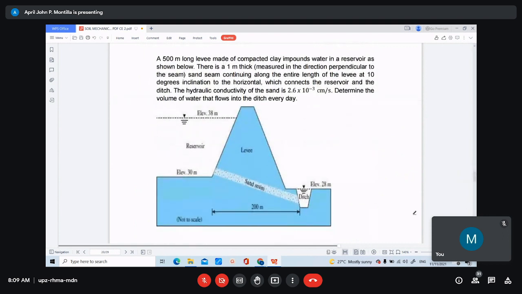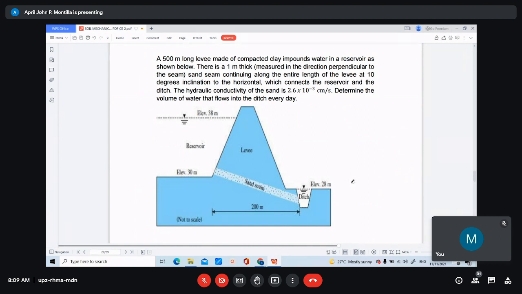Ito. Ang dali din to, kaya lang medyo i-analyze lang yung figure. A 500-meter long levee made of compacted clay impounds water in a reservoir as shown below. There is a 1-meter thick sand seam continuing along the entire length of the levee at 10 degrees inclination with respect to the horizontal, which connects the reservoir and the ditch. The hydraulic conductivity of the sand is 2.6 times 10 raised to negative 3 centimeter per seconds. Determine the volume of water that flows into the ditch every day.